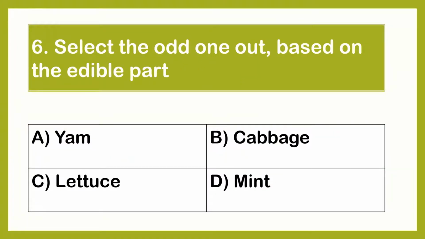Select the odd one out based on the edible part. The options are: option A, yam, option B, cabbage, option C, lettuce, option D, mint. The answer is option A, yam. We eat stem of yam while we eat green leaves of cabbage, lettuce and mint.